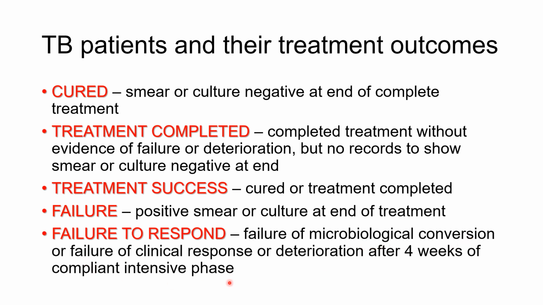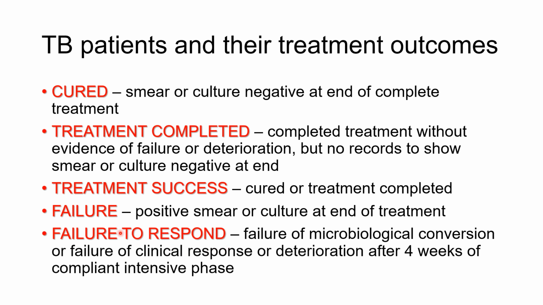Suppose a TB patient had come to you with prolonged fever or prolonged cough, diagnosed to be a case of drug sensitive pulmonary tuberculosis. You give him 2 HRZE plus 4 HRE. So after 1 month, the child suppose still has fever or still has cough. So that means the patient has failed to respond clinically, because the clinical response should have appeared at around 4 weeks of time. So that is called failure to respond.